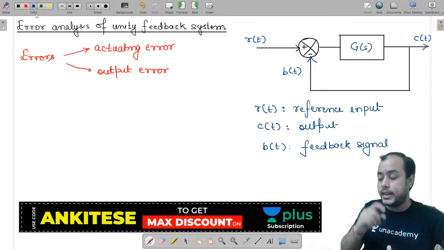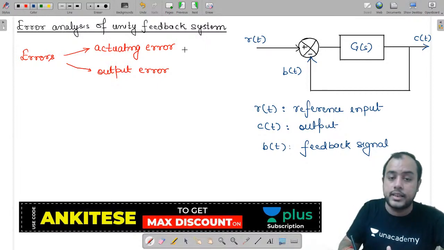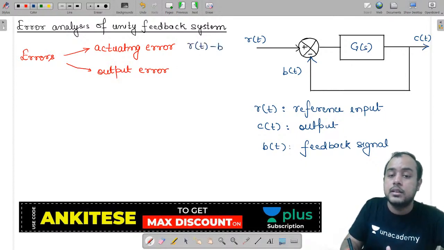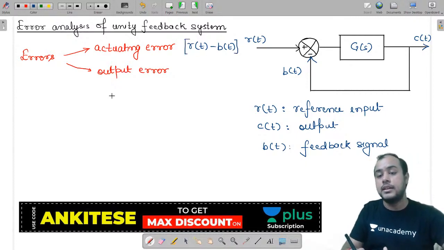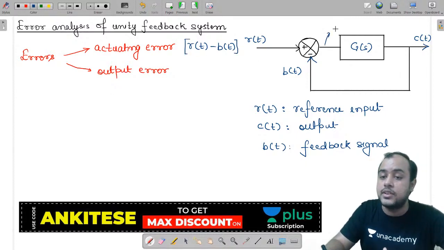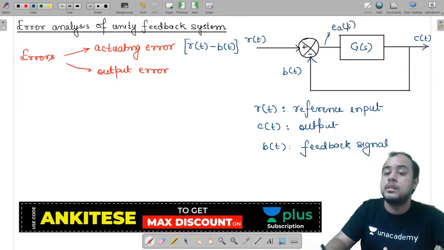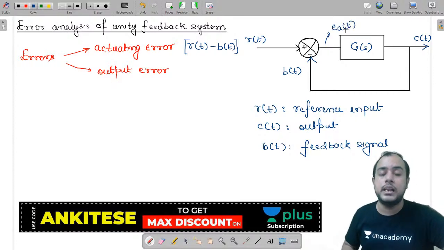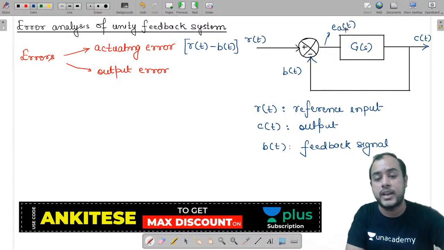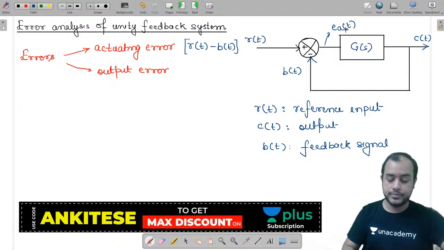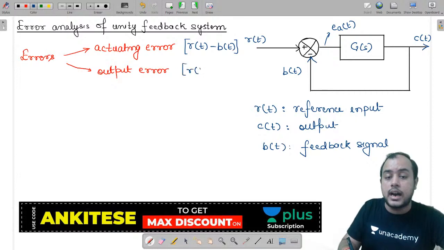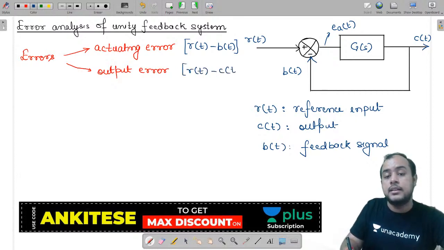So what is actuating error? Actually, actuating error is nothing but the difference of your input and the feedback signal. That means this one. The output of the summing element is called as your actuating error. Okay. Then output error is nothing but RT minus CT.